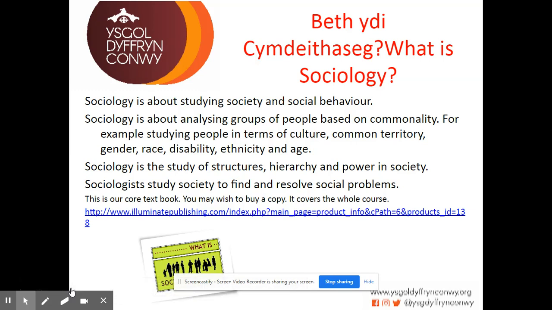Sociology is about studying society and social behaviour. Lle'n syml iawn, Cymdeithaseg ydy astudio cymdeithas ac astudio ymddygiad cymdeithasol. Sociologists will study society to find and resolve social problems. Mi fydd cymdeithasegwyr yn astudio cymdeithas i ddarganfod problemau cymdeithasol a cheisio cynnig atebion i broblemau cymdeithasol.